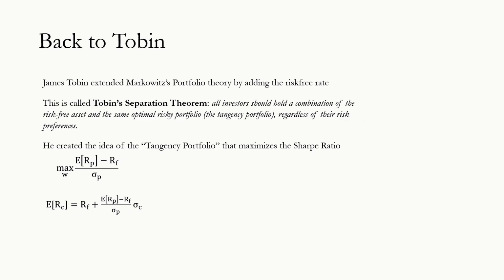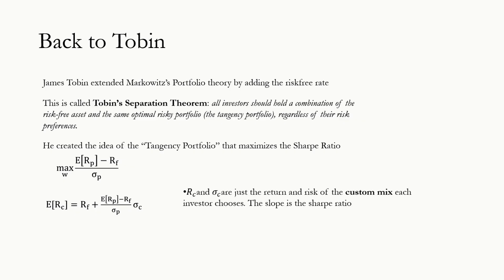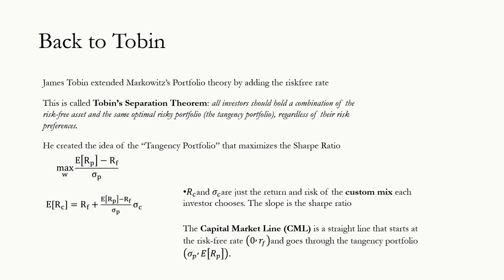Now we've got the expected return of a combination of assets. We use the risk-free rate, the expected return of a portfolio minus the risk-free rate, divided by the standard deviation of the portfolio, and then the standard deviation of the combination. Okay, so RC and sigma C are just the return and risk of the custom mix each investor chooses. Okay, the slope is the Sharpe ratio, right, which we just saw.